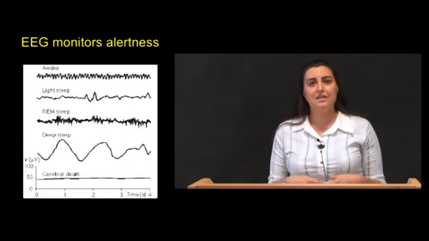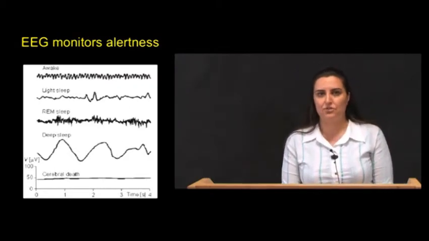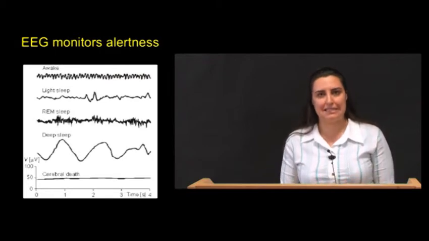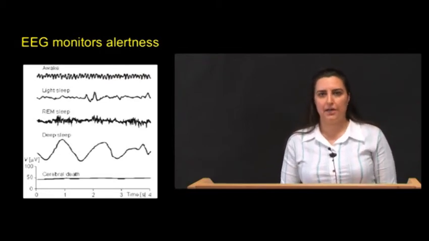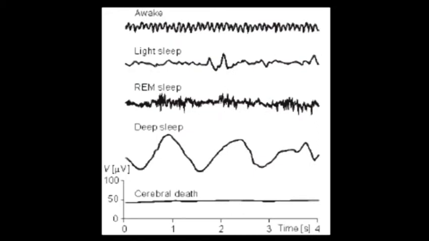And EEG can be used to monitor alertness. So we see a very different picture of how this electrical signal that we record from the brain looks when people are awake, when they are asleep, when they are in REM sleep, or rapid eye movement sleep. This is the part of our sleep where we see our dreams, basically. Or when people are in deep sleep, and of course when there is cerebral death or no response from the brain. Now, this is the raw signal, the electricity that we record from the brain.